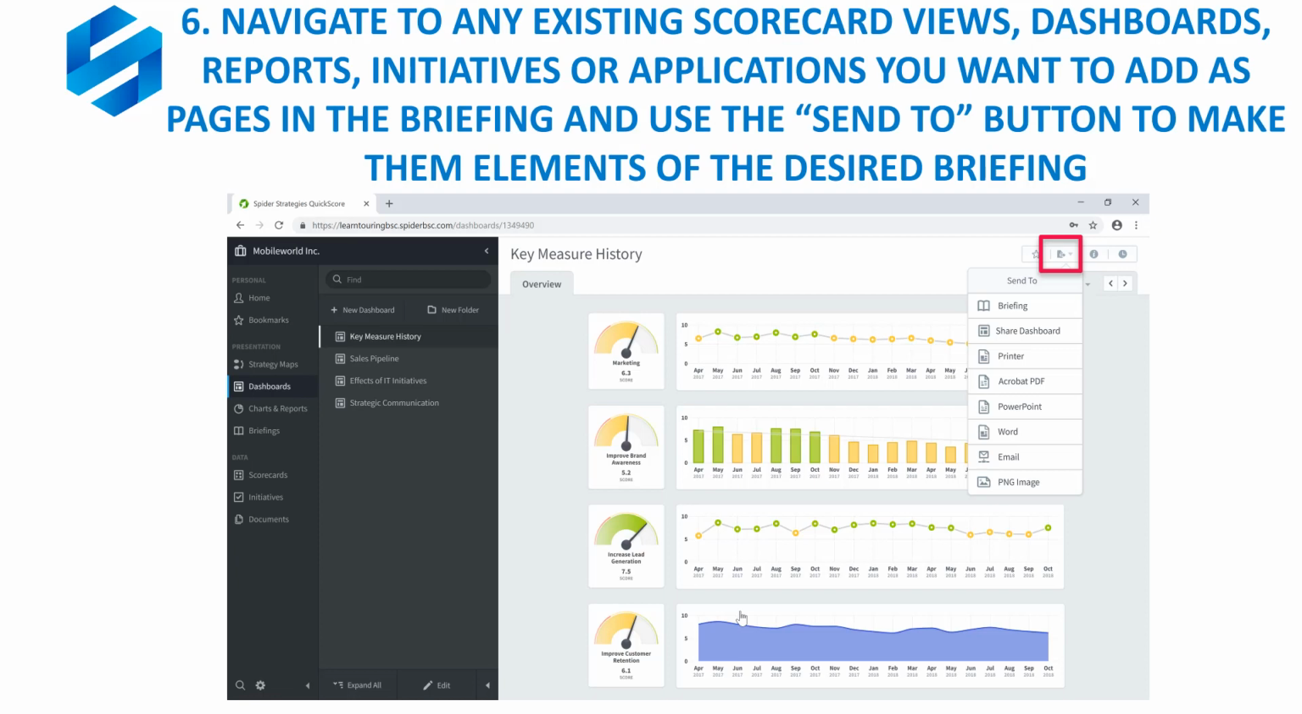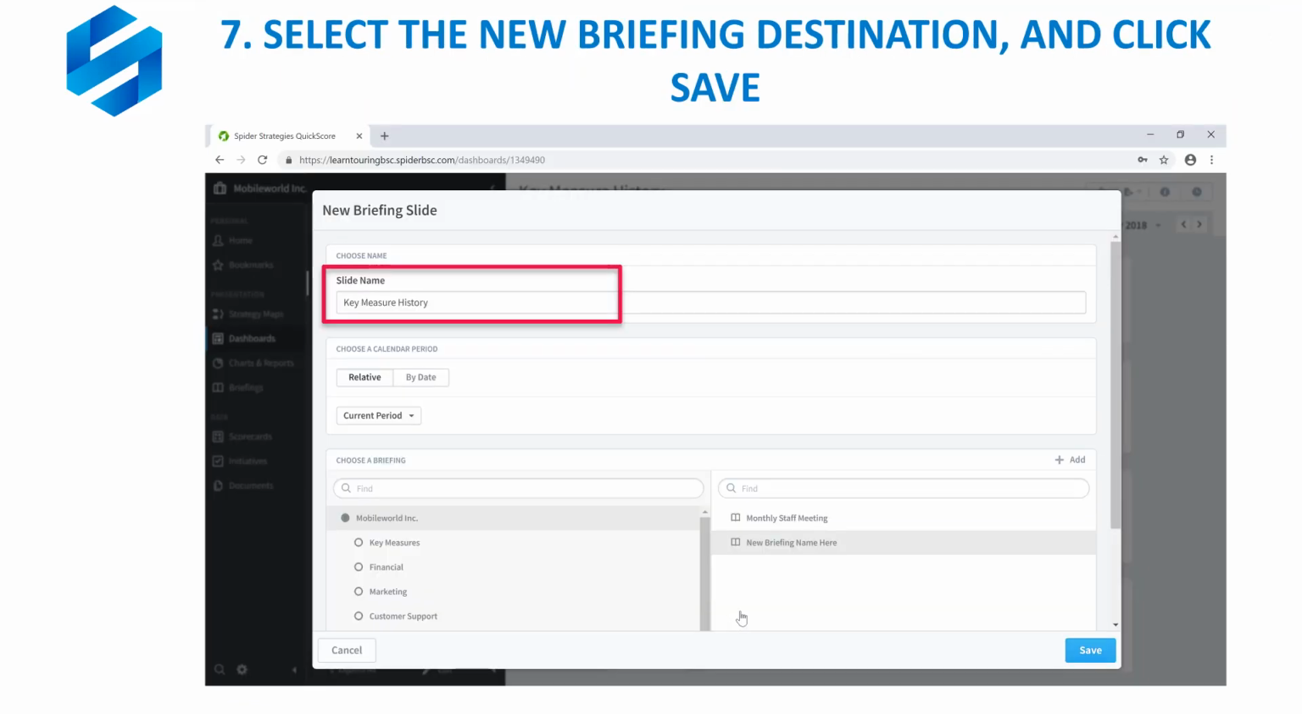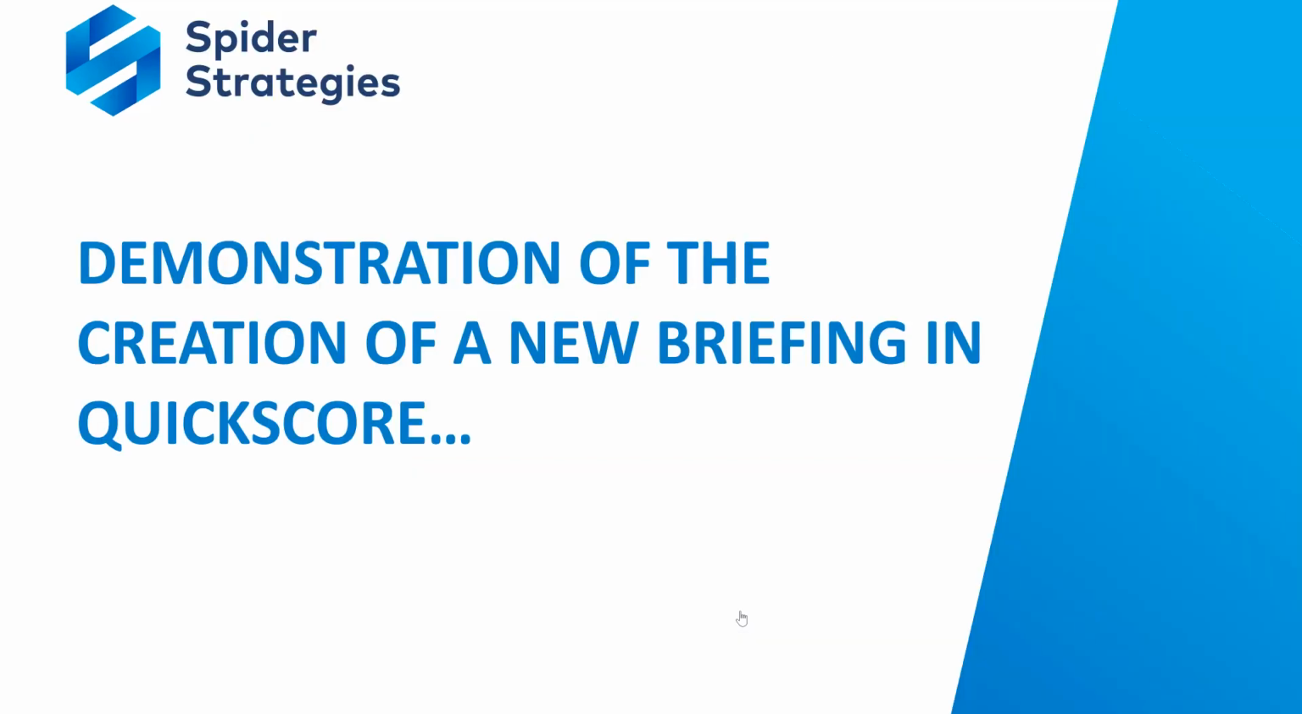Then navigate to any existing scorecards, dashboards, reports, initiatives, or applications you want to add as pages in the briefing and use the Send To button to make them elements of the desired briefing. Then you select the new briefing destination and click Save in the lower right.